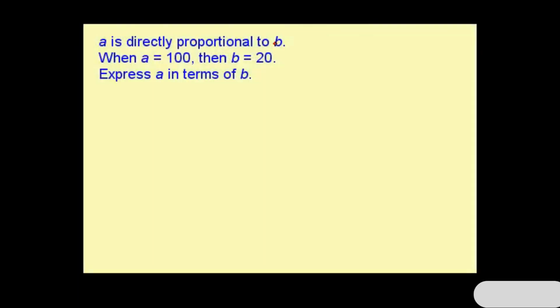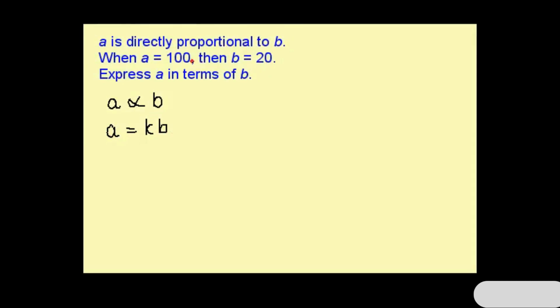be written as A is directly proportional to B. We can replace this with A equals KB. K is called the constant of proportionality. We can now substitute the numbers we're given in the question into this.